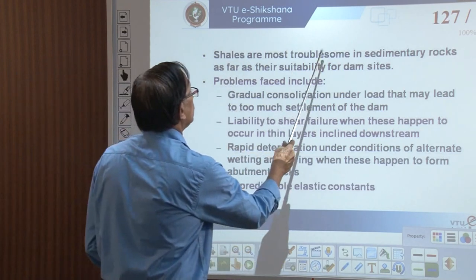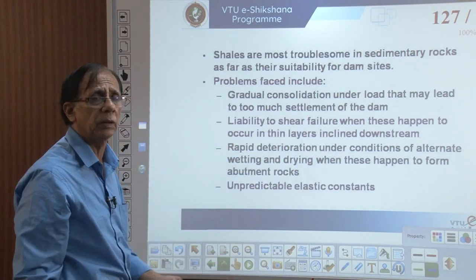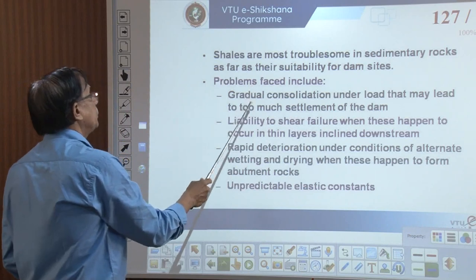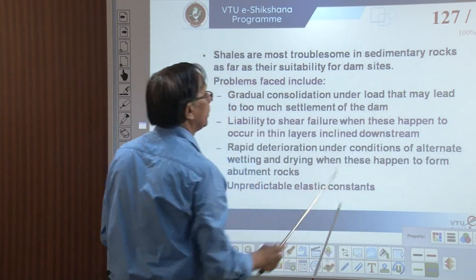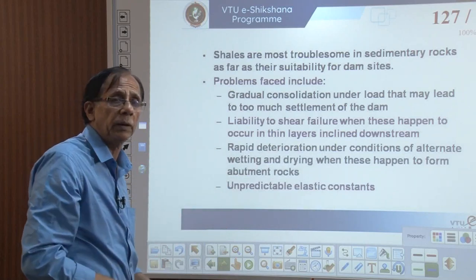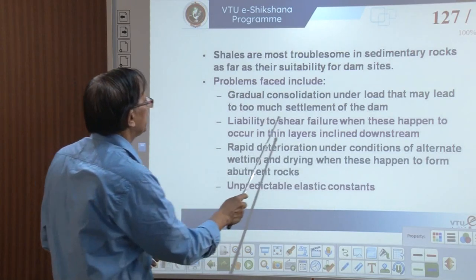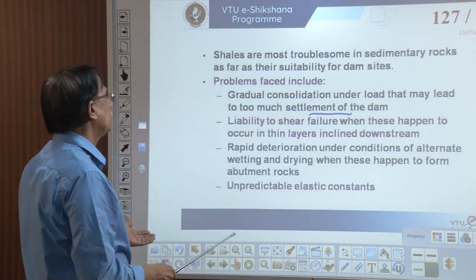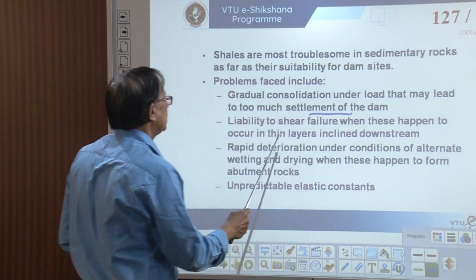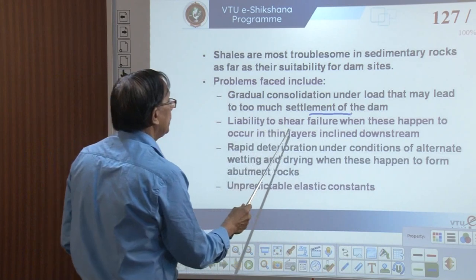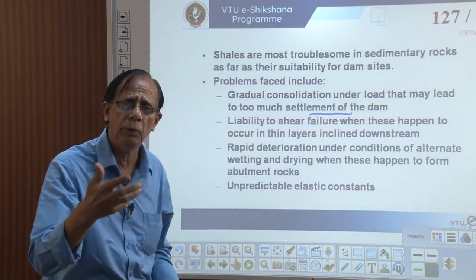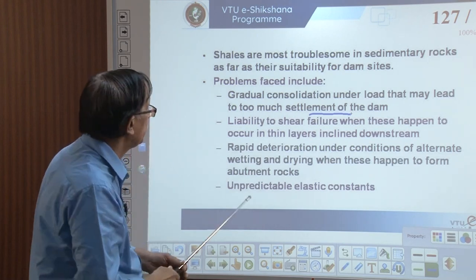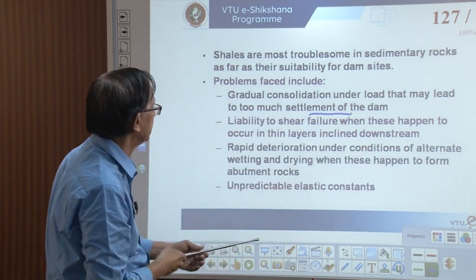Sedimentary rocks like shale are most troublesome. Only an earthen dam is okay. Otherwise, gravity dam, other structures, impossible on that. The problems include gradual consolidation under a load. Shale-like rocks can be compacted subsequently under the load, therefore settlement may take place, unequal settlement, unequal cracks, etc. Cracks develop because of settlement, and once the crack appears, that is a source of weakness. Liability to shear failure: these rocks have very weak shear resistant force, therefore if shear force is applied they immediately fail, they slip.